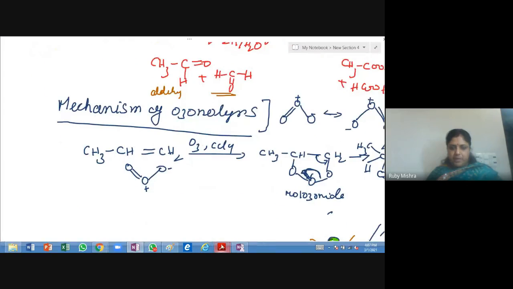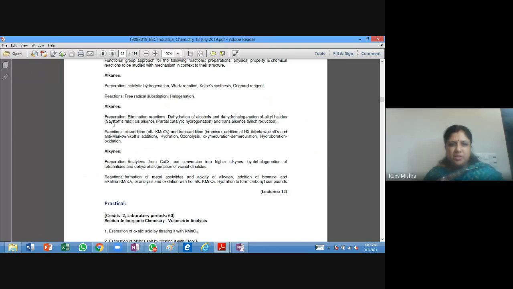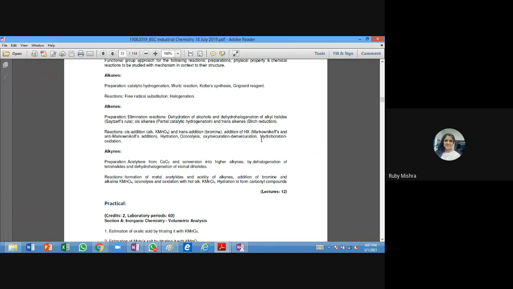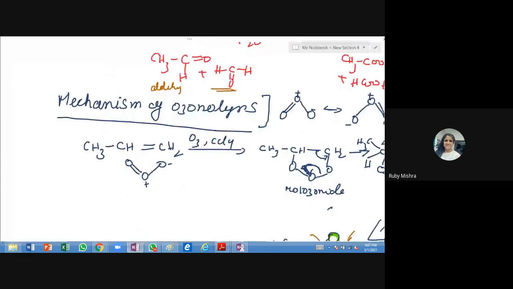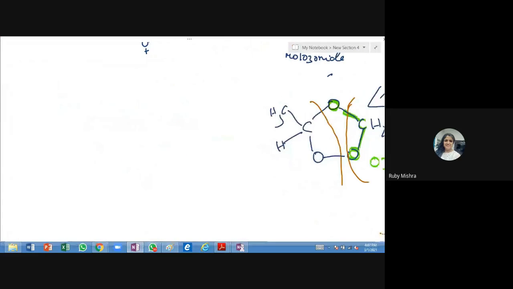Now let's go back again to the syllabus. So hydration we did, ozonolysis, oxymercuration, hydroboration, and oxidation. So this completes our alkene reactions. One more very important part I wanted to discuss was the hydration of alkynes to form carbonyl compounds. That is a really important and very interesting portion.